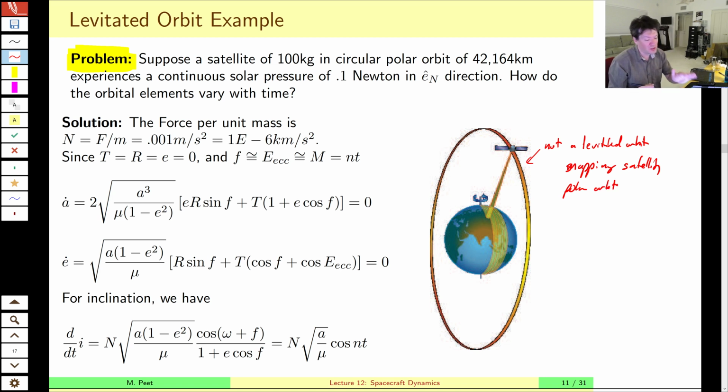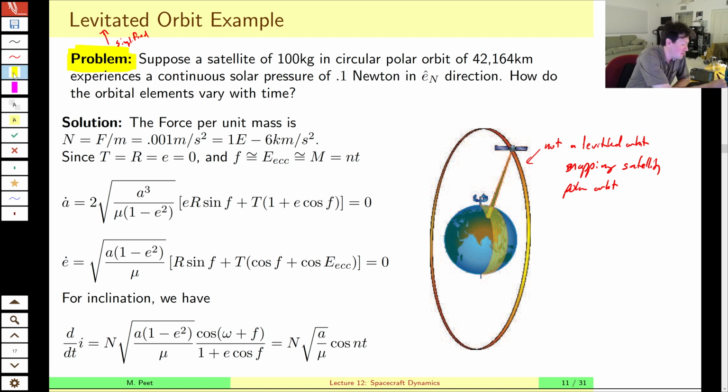All right, but we're going to use it as our illustration anyway, because the forces work out a little bit better in this case. Now this is not actually a levitated orbit. This is a simplified levitated orbit. So you'll see the reason for it in a second.